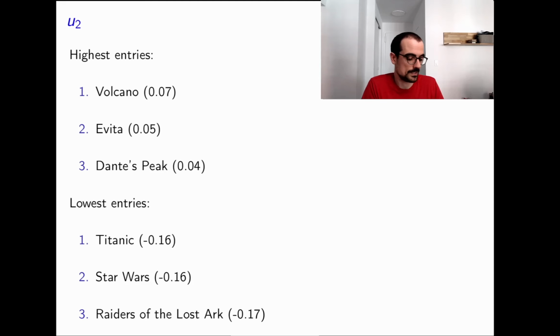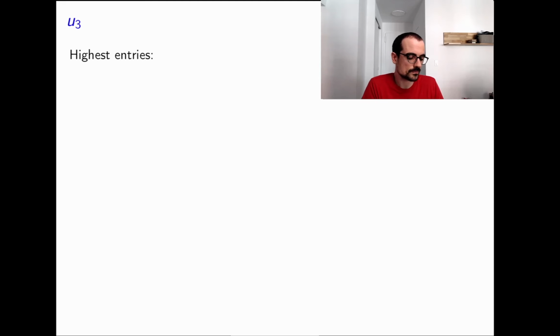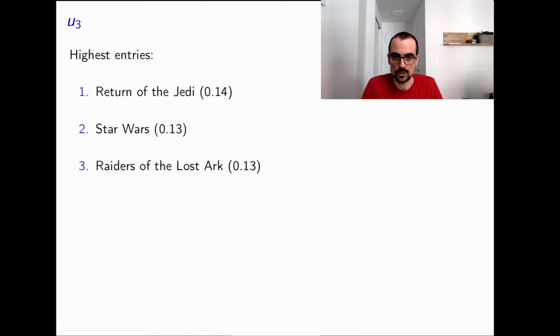And then finally, let's take a look at the third factor. And what we see in the third factor is Return of the Jedi, Star Wars, Raiders of the Lost Ark. So again, very popular movies, Star Wars, Indiana Jones. What is going to be the opposite of this? It's not immediately clear, maybe we'll see terrible movies again. Hopefully not. Hopefully we'll see something more interesting. We do see something more interesting.